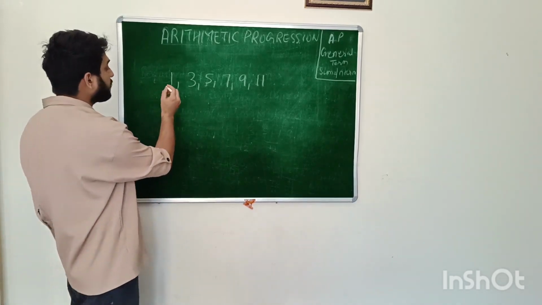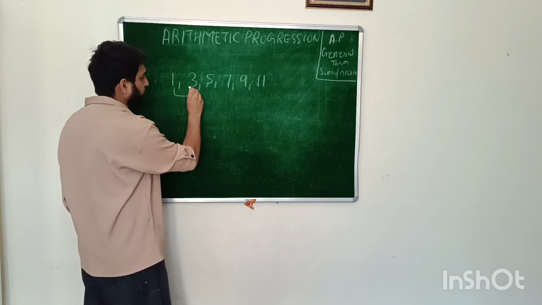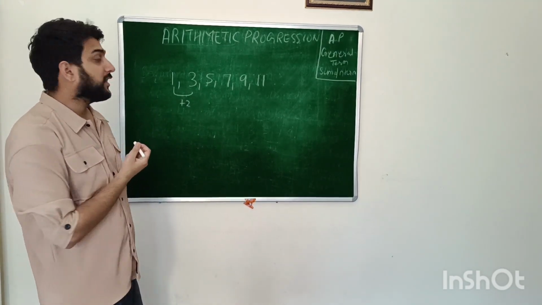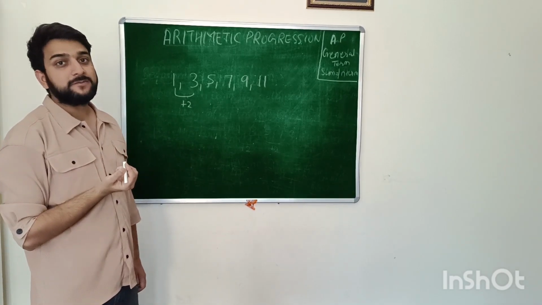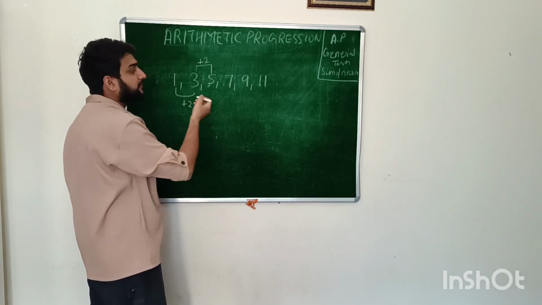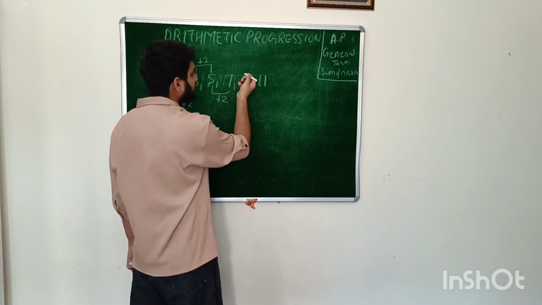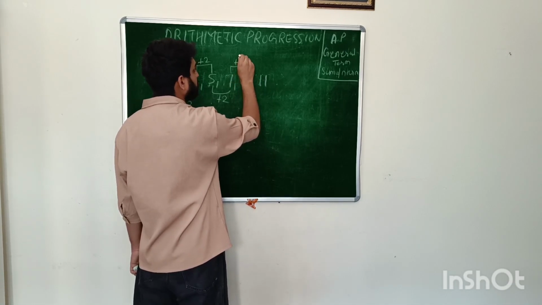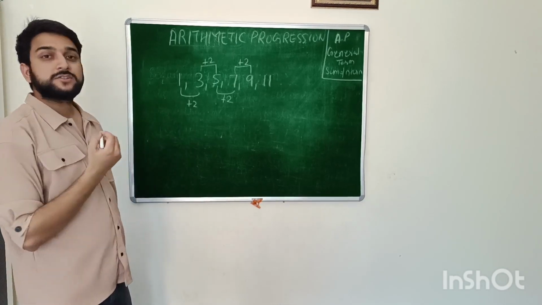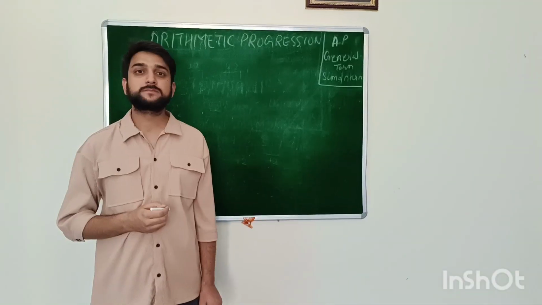Now what are we going to add to 1 to get 3? That is plus 2. We added plus 2 here, so we got 3. So for 3 and 5 we are also going to add plus 2 here. 5 and 7 we are again adding plus 2 here. 7 and 9 we are again adding plus 2. So it follows the AP. So this sequence of odd numbers is an AP.